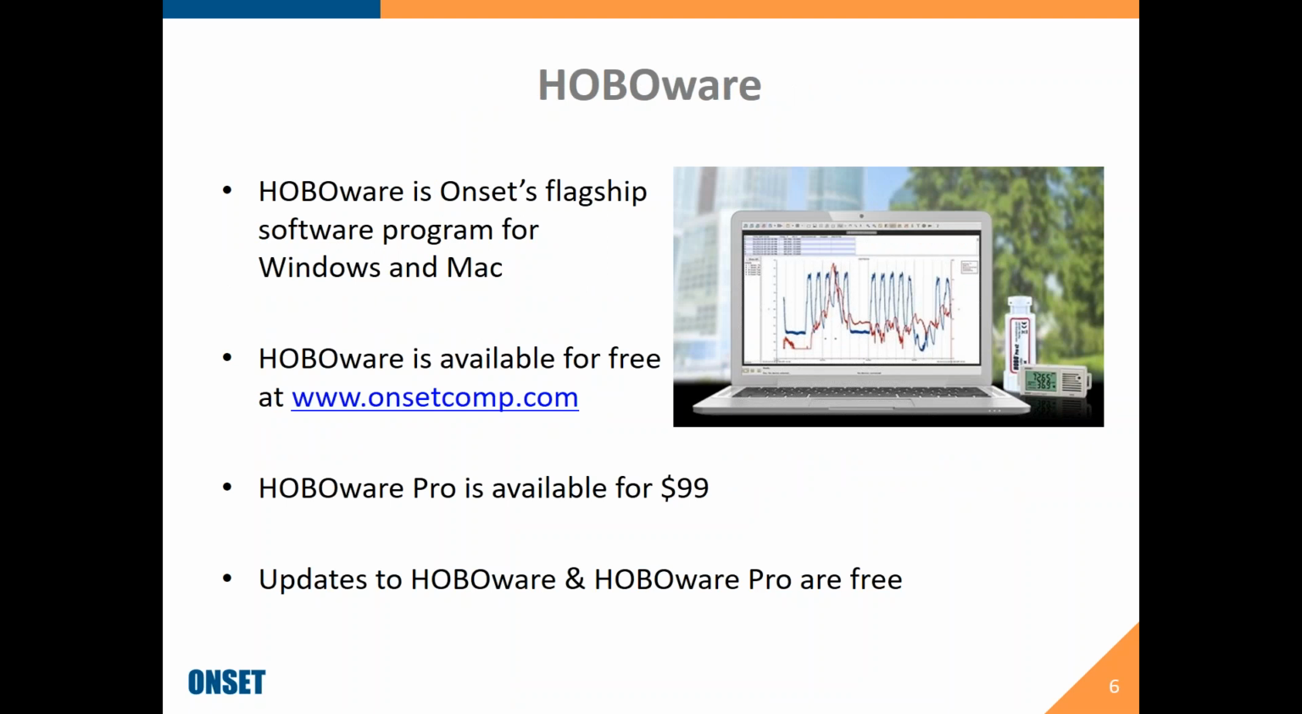Just a little bit about HOBOware. This is our flagship software for Windows and Macintosh. There is a version that is available for free. It has a couple features that are stripped back, so we can touch on the differences there. But HOBOware Pro is available for $99, and once you've bought it, all the updates moving forward are free.